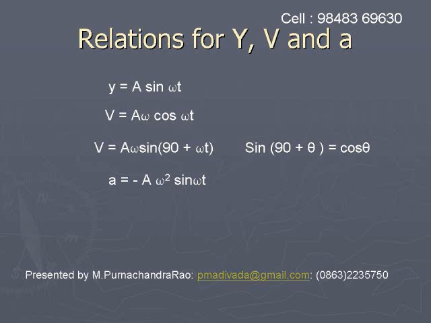Similarly, acceleration is minus a omega square sin omega t. It can be written as a omega square sin 180 plus omega t, since sin 180 plus theta is equal to minus sin theta.